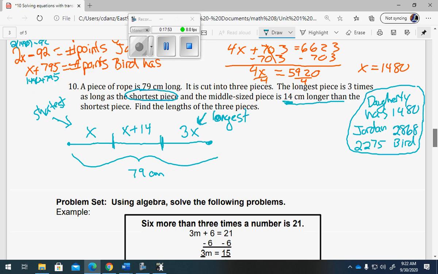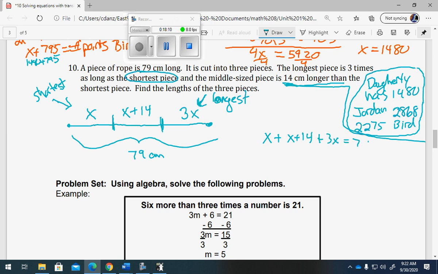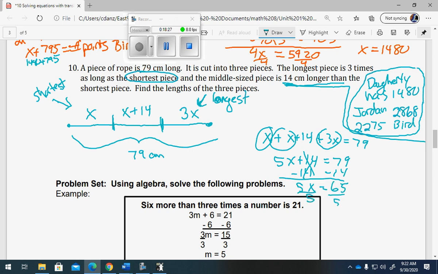So this diagram helps me see that these 3 pieces put together make the 79. So I'm just going to block this off here. So the shortest piece plus the middle piece plus the longest piece is 79. Let's solve this one together too. We'll combine the like terms. That's a 5x. And then we subtract the 14 from both sides. And then we divide both sides by 5.